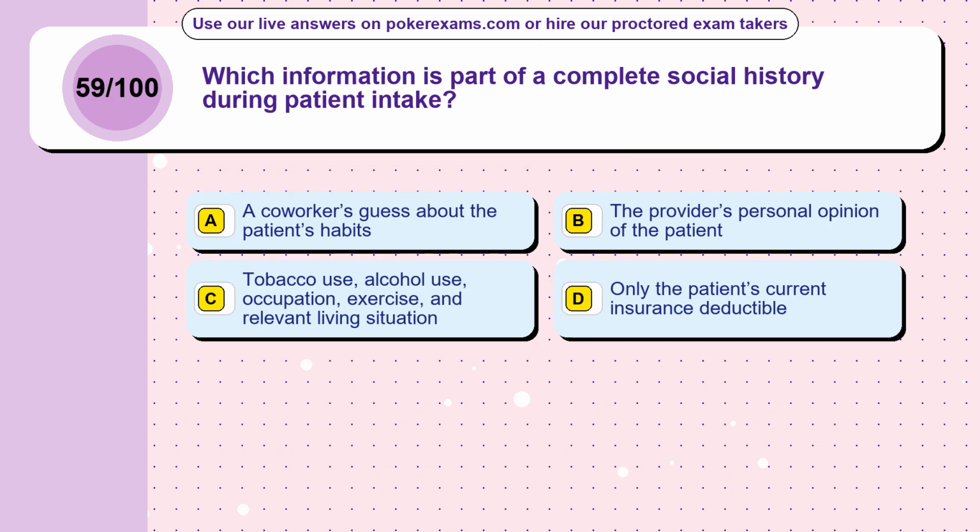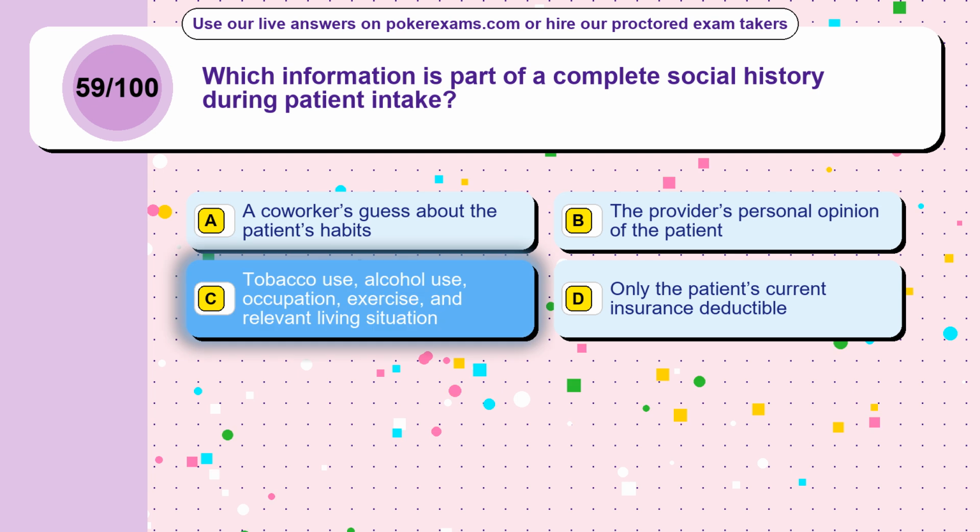Question 59. Which information is part of a complete social history during patient intake? Option A. A coworker's guess about the patient's habits. Option B. The provider's personal opinion of the patient. Option C. Tobacco use, alcohol use, occupation, exercise, and relevant living situation. Option D. Only the patient's current insurance deductible. The correct answer is option C.